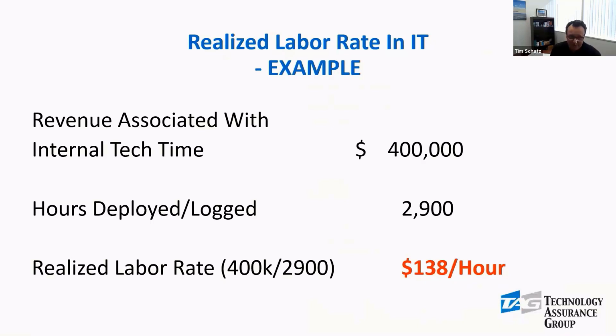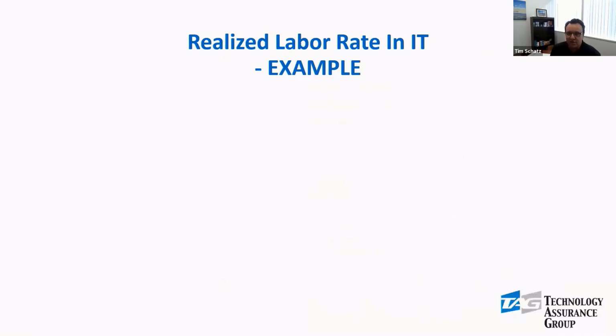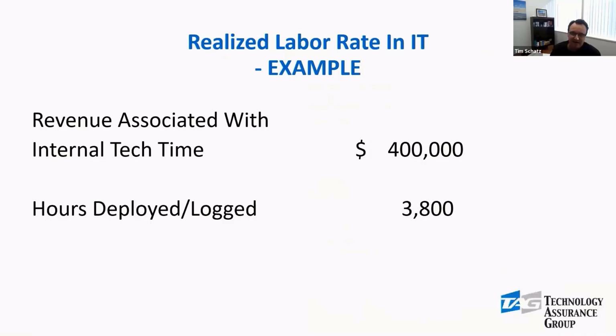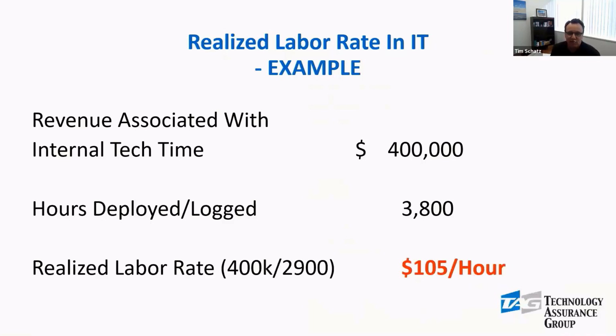Now, if we take the same company and we look in and we show 3,800 hours, then all of a sudden our realized labor rate is $105. That's obviously not good, because we know that if our technician rate is $30 an hour, we should be targeting around 140, as this metric should be closer to 140. So what does this tell us? Well, we may have an issue.